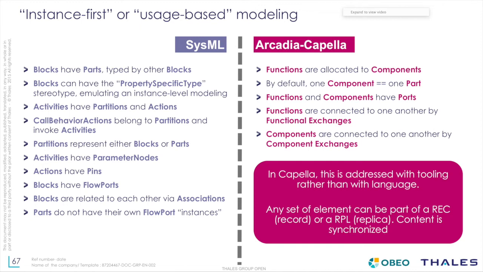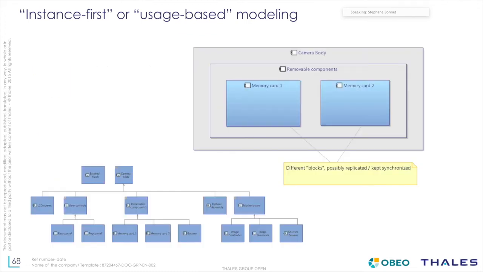The thing is, in Capella, the definition and usage issue is not addressed by the language, it is addressed by the tool. So basically this means that the same concepts, functions, components, ports, can either be considered as types in some contexts and as instances in some others. And to be able to do that, we need some kind of model organization, and we need some tooling that allows to synchronize, to replicate contents and to synchronize it. And this is what we have in Capella.